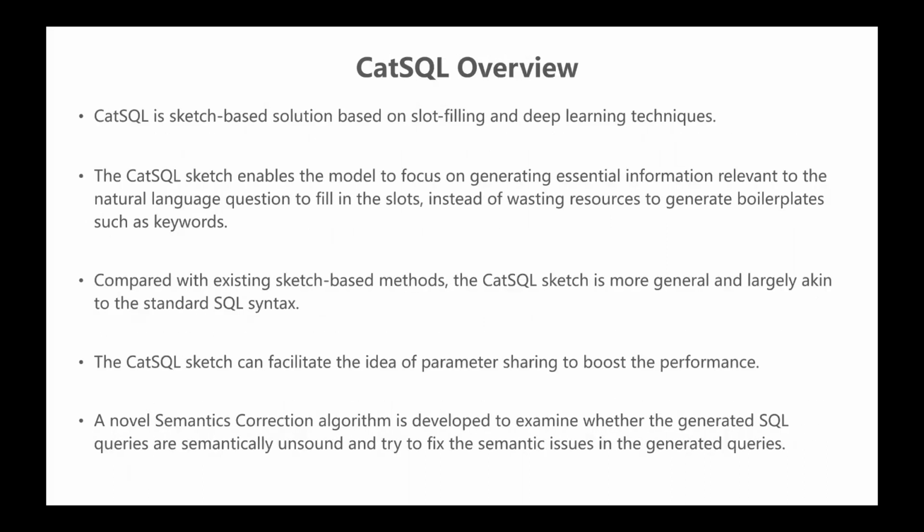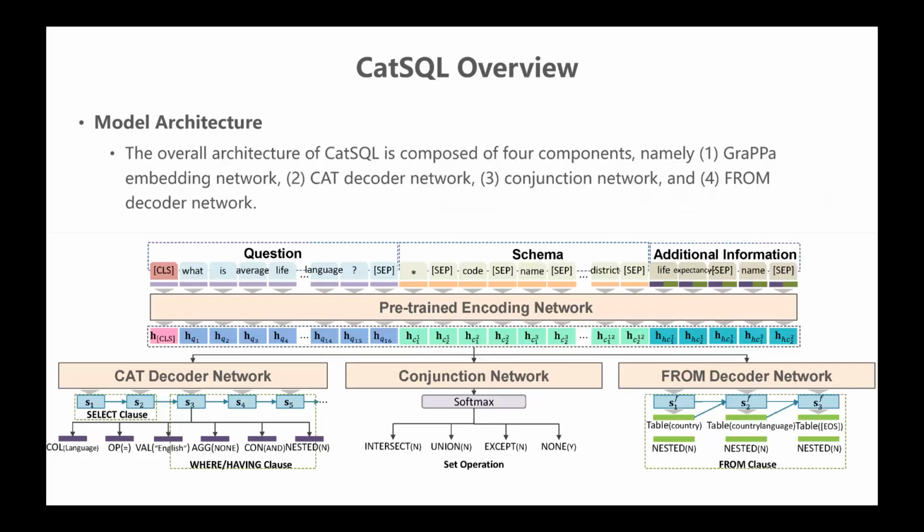This slide summarizes the technical contributions of CAT-SQL. Compared to sequence-to-sequence or sequence-to-tree models, our CAT-SQL uses a sketch and focuses on generating essential information relevant to the natural language question to complement the SQL query. Compared to other sketch-based methods, the CAT-SQL sketch is more general and can facilitate parameter sharing to improve the performance. And we also propose the semantics correction method, which examines whether the generated queries are semantically correct and tries to fix the errors. CAT-SQL is an end-to-end neural network model.